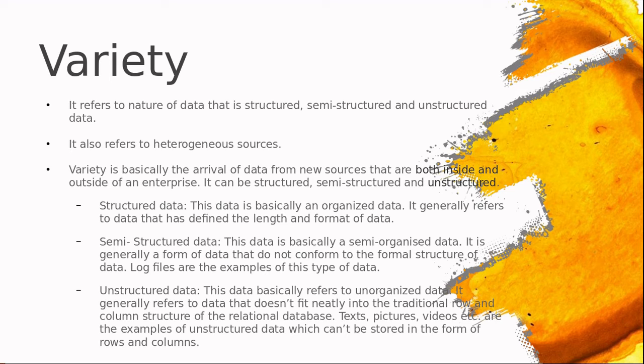Unstructured data. This data basically refers to unorganized data. It generally refers to data that does not fit neatly into the traditional row and column structure of the relational database. Text, pictures, videos, etc. are examples of unstructured data which cannot be stored in the form of rows and columns.